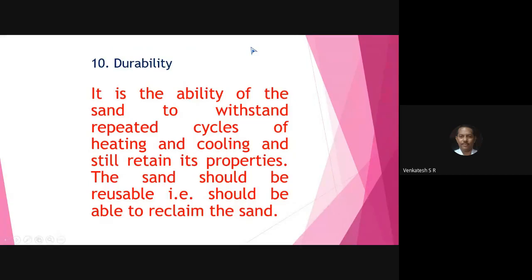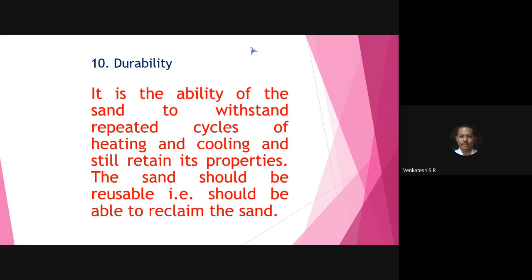Next, durability. Say, for example, if you prepare the mold today, there may be a problem with the furnace. You are not able to pour the molten metal into the mold cavity today or tomorrow or till 2-3 days. But after that, if you pour the molten metal into the mold cavity, the same size and shape should be present in the mold cavity. Durability is the property which is the ability to withstand the repeated cycles of pouring of liquid metal into the mold cavity. This is very, very important.